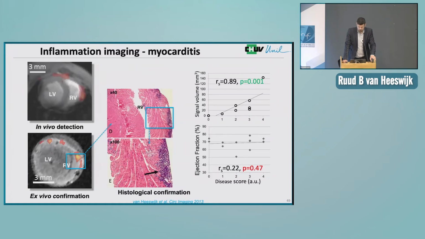Then the other thing that's very interesting is that even with this disease model, which is a very light myocarditis disease model, you don't get changes in the ejection fraction yet, so no visible disease yet, as you see in the bottom right, but already the disease degree nicely correlated with the amount of perfluorocarbon that we had present.